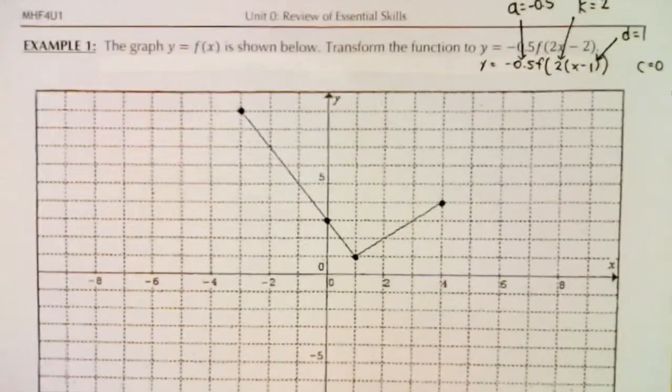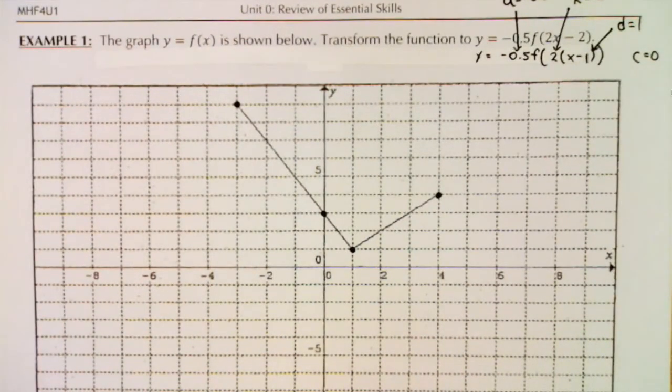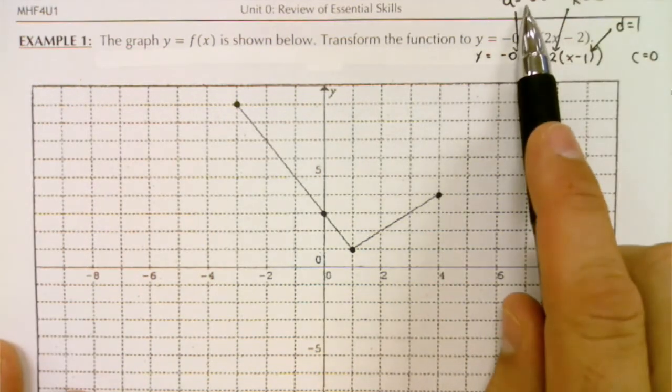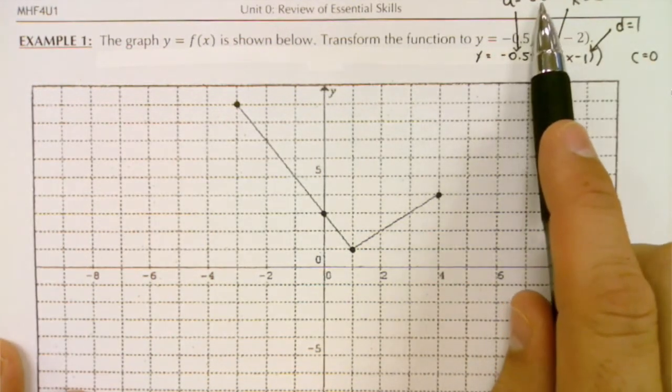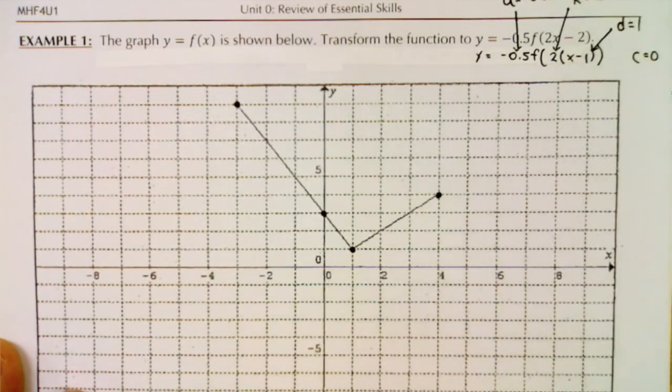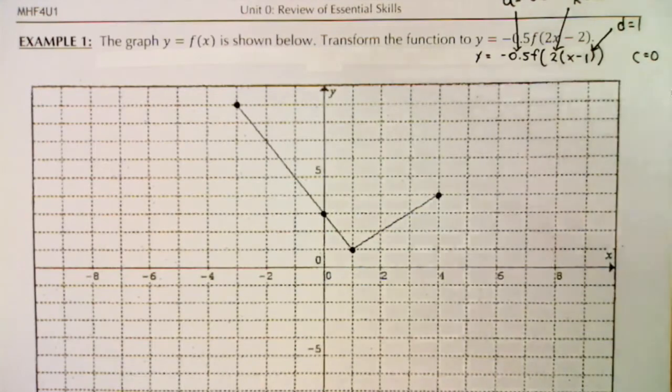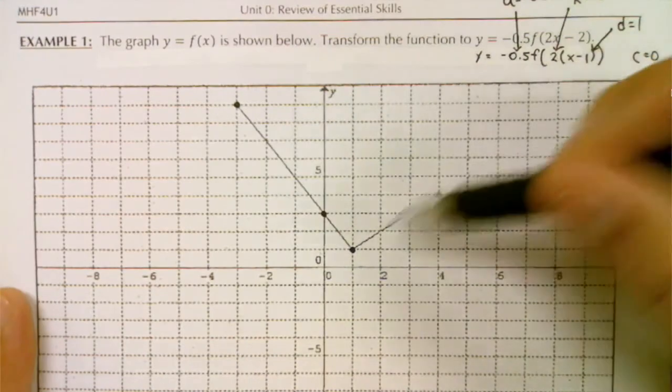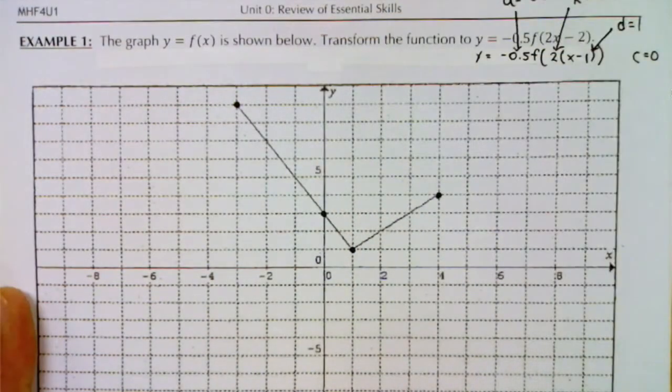Now remember, on the last page, I reminded you to do your stretches and reflections or compressions first, and then your shifts second. So in this example, we have a vertical reflection, a vertical compression, a horizontal compression, and a shift right. So we're going to do all these reflections and compressions first, then we're going to shift. Let's start with the vertical reflection. So we're going to do the negative part of A first. So let's do that. We're going to take all of these points and we're going to reflect them over the x-axis. So how do we do that?